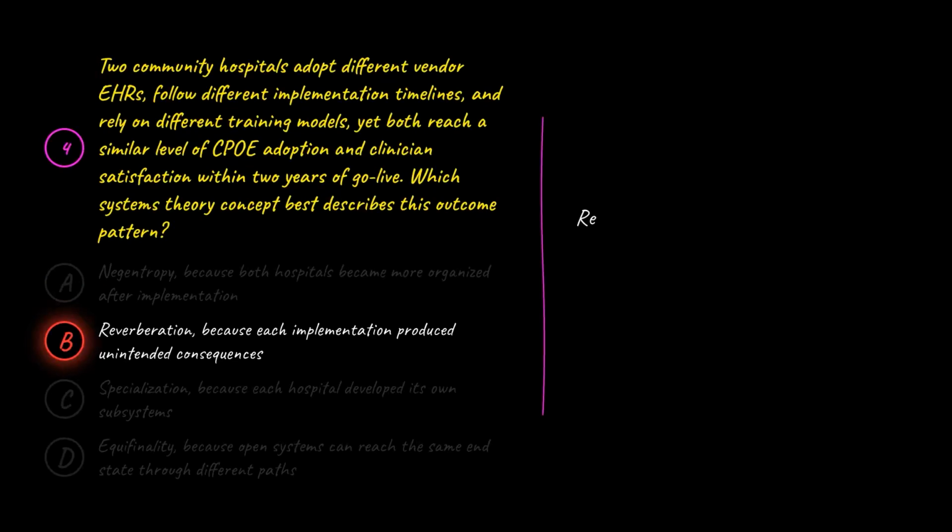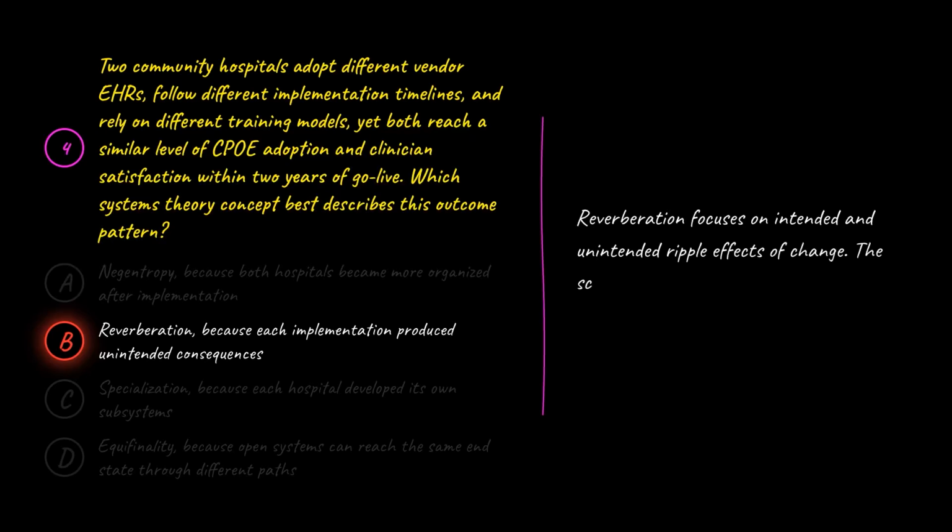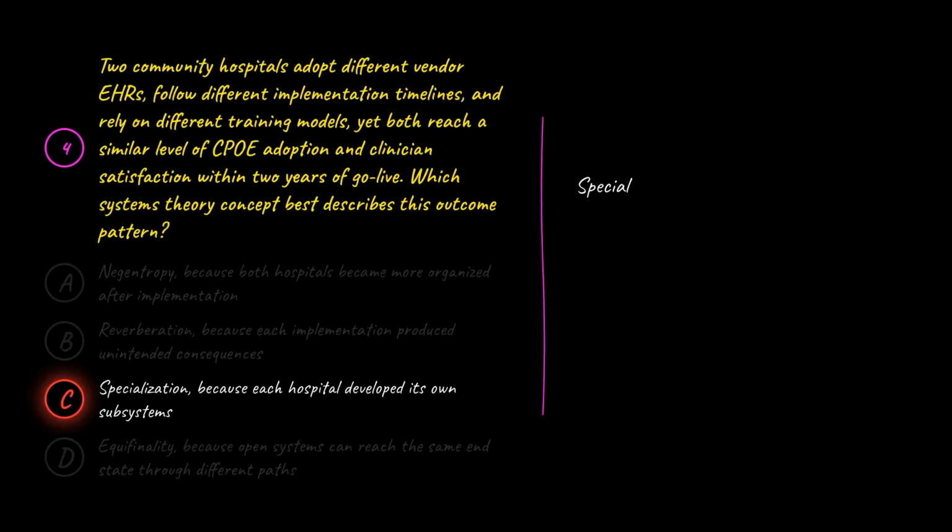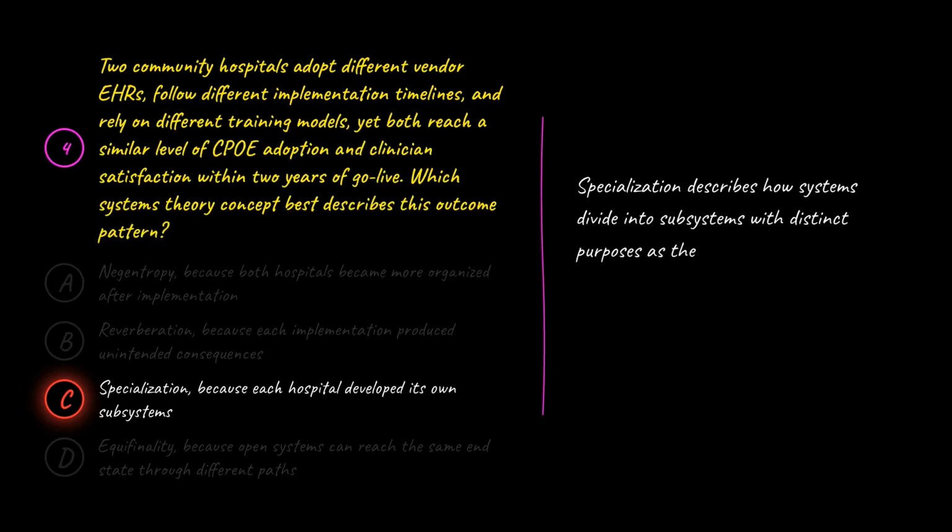B is wrong because reverberation focuses on intended and unintended ripple effects of change. The scenario emphasizes outcome similarity, not ripple effects. C is wrong because specialization describes how systems divide into subsystems with distinct purposes as they grow. The question is about end-state similarity across two organizations, not internal differentiation.